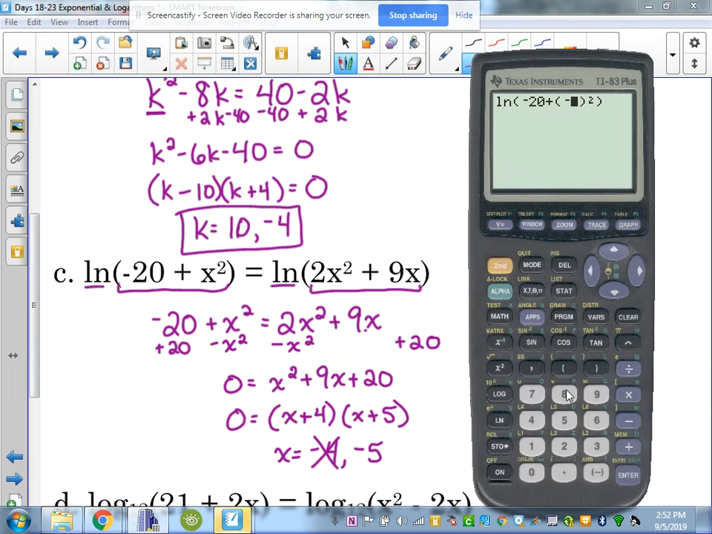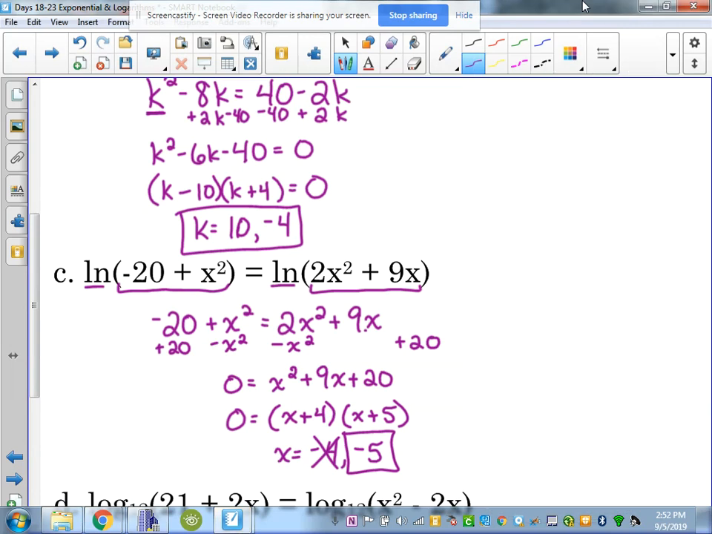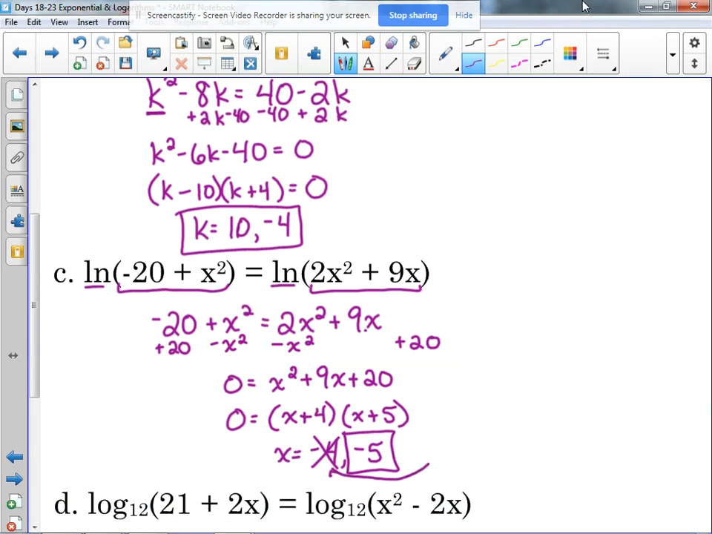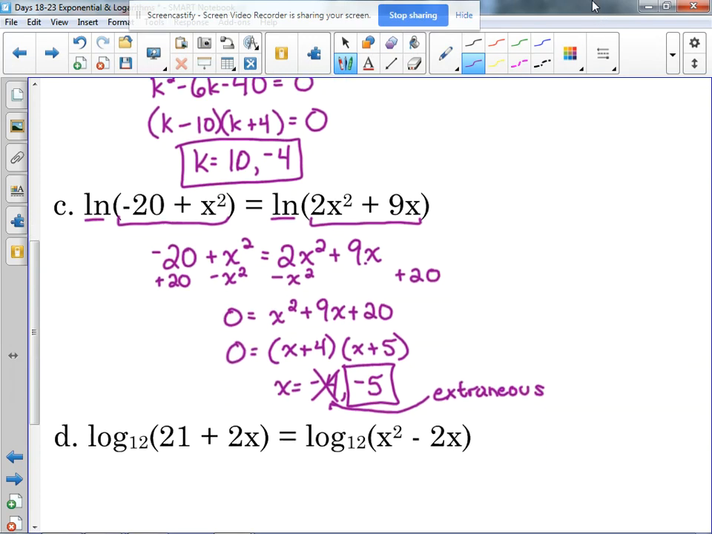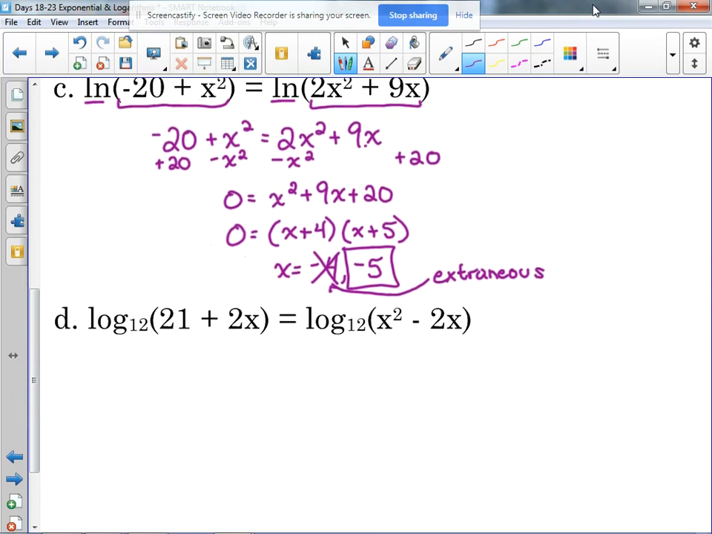Let's see if negative 5 works, or if it is also extraneous. It works in the left side. Let's make sure that it works in the right side. And it does. We get this number left and right. So negative 5 is our only solution here. Negative 4 is extraneous. So you must check your solutions just like you had to with rational equations.